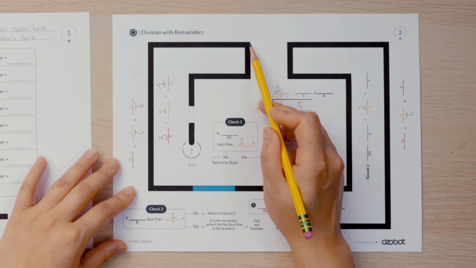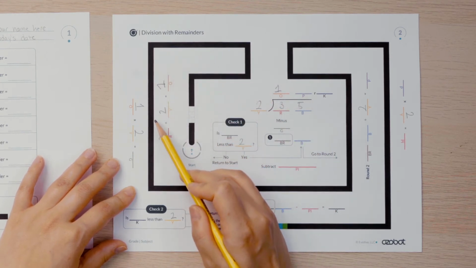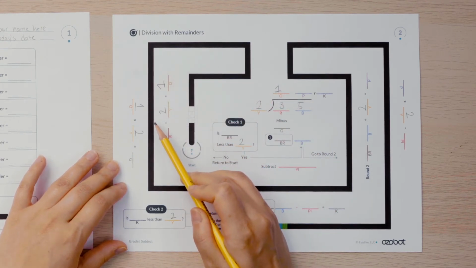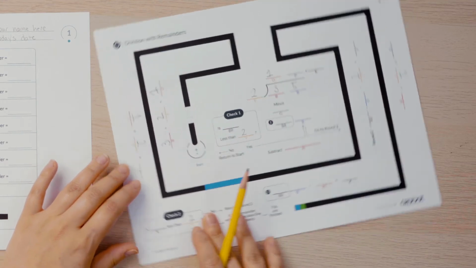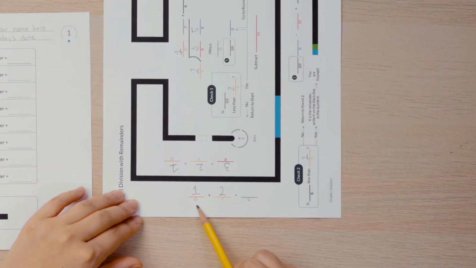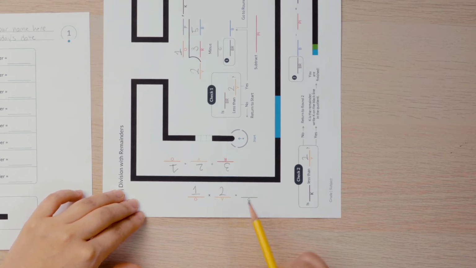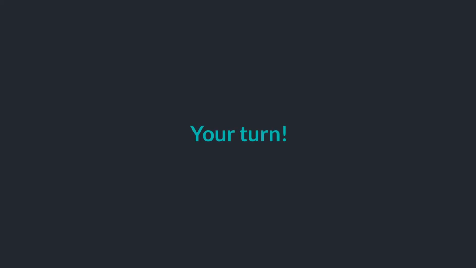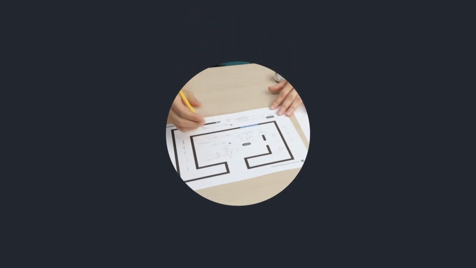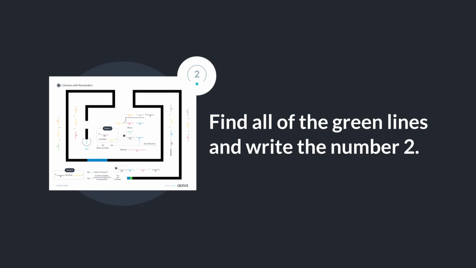Continue along the black Ozobot line. You have filled in the next blanks with numbers that correspond with colors. On the orange line should be 1 and on the yellow line should be 2. The sentence reads 1 times 2 equals a green line. 1 times 2 equals 2. Find all of the green lines and write 2.